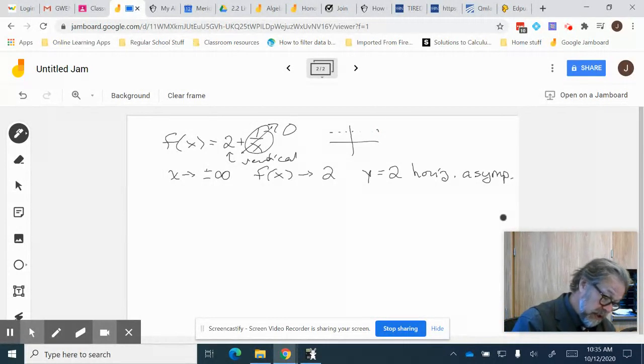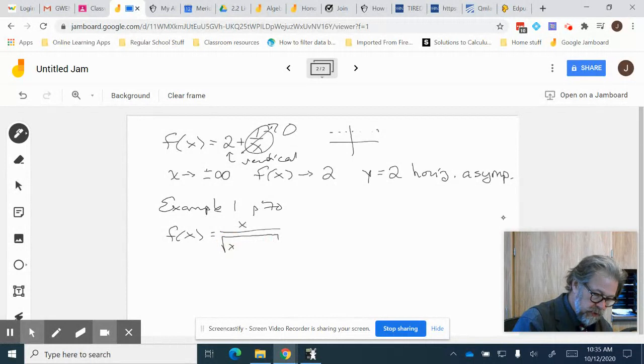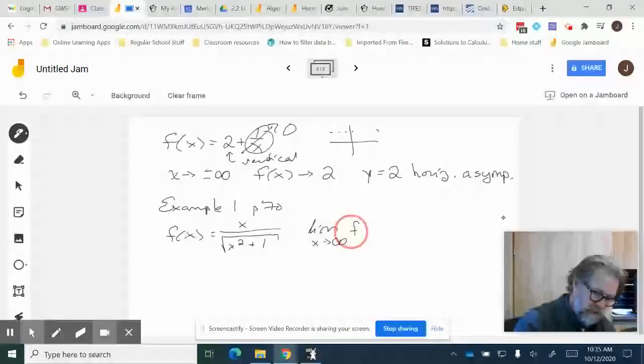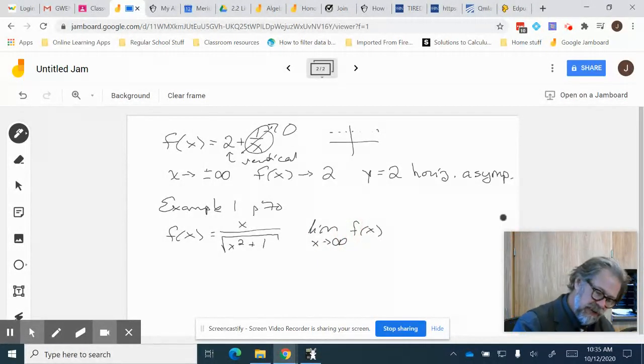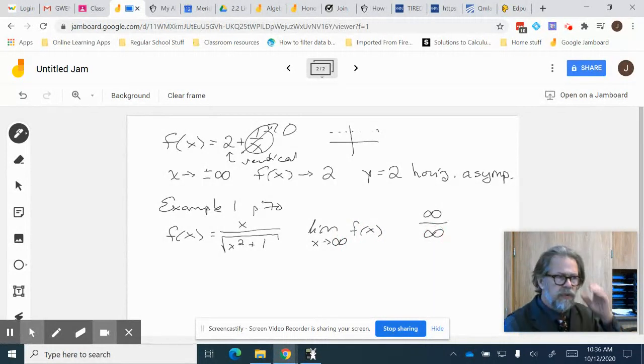All right, let's look at a quick function. This is example 1. We are on page 70, and we have the function f of x equals x over the square root of x squared plus 1. If we take the limit as x goes to infinity of f of x, what I get is something infinite over something infinite. So I don't really know for sure what this is. So I'm going to go ahead and look at the graph.